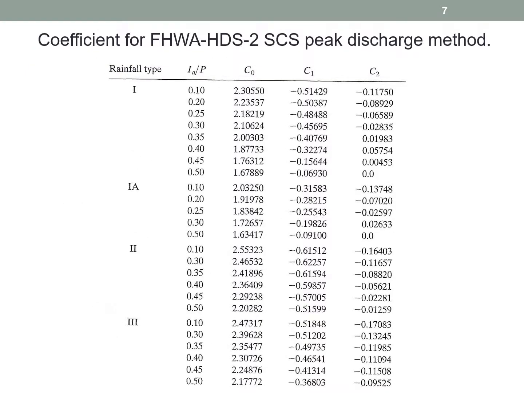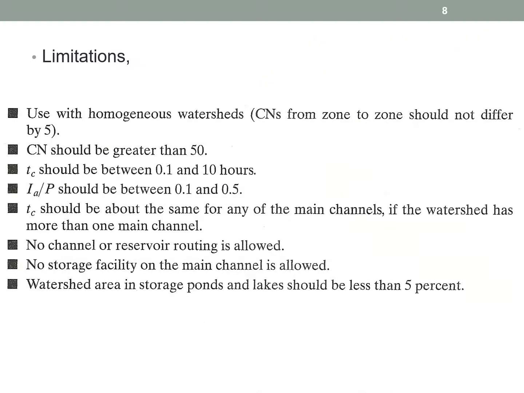So you can use coefficients for the FHWA HDS 2 SCS peak discharge method. You can find for rainfall type 1, type 2, type 3, and type 4, Ia over P, C initial, C1, and C2. You can use these coefficients and constants, and you can plug into the previous slide to find Q. Limitation. There are some limitations.